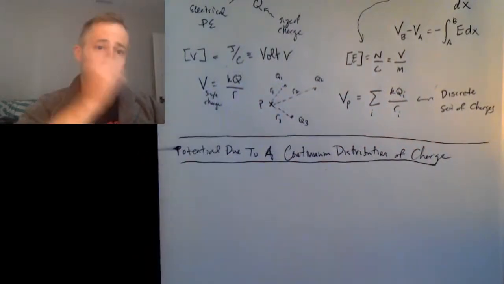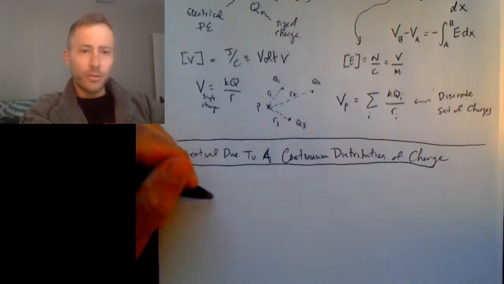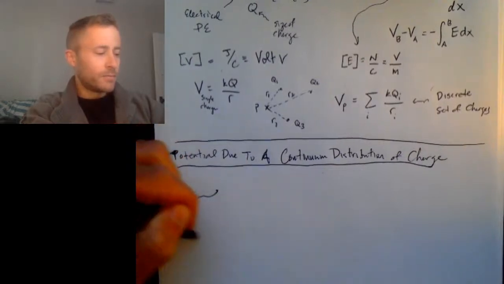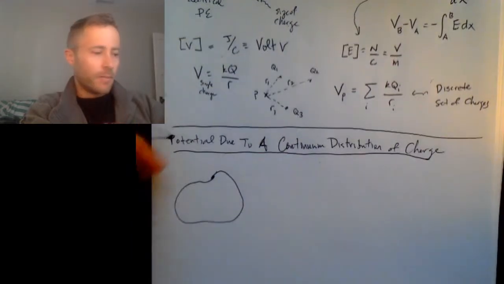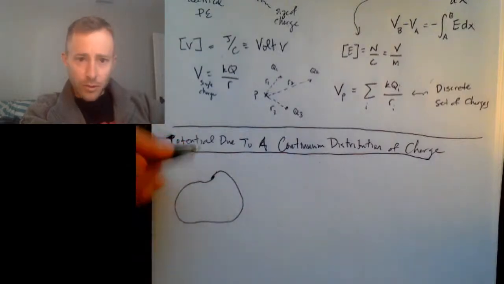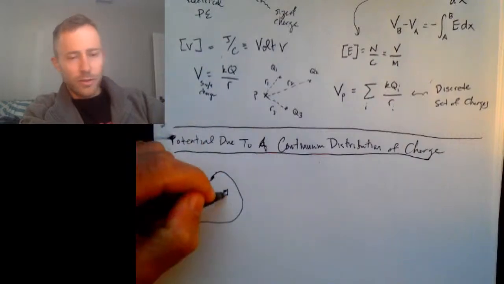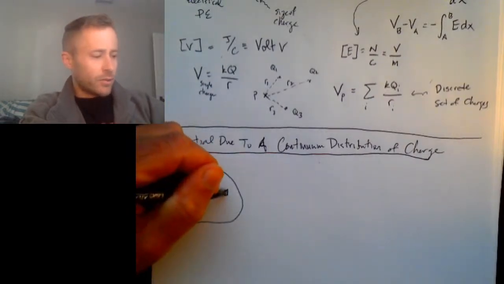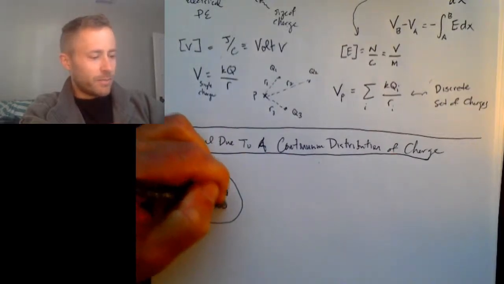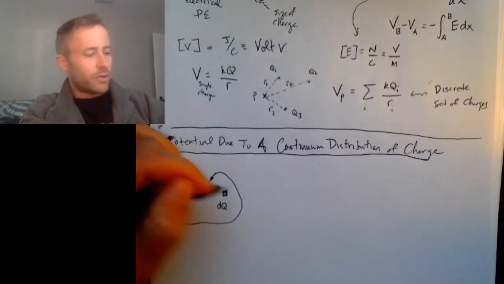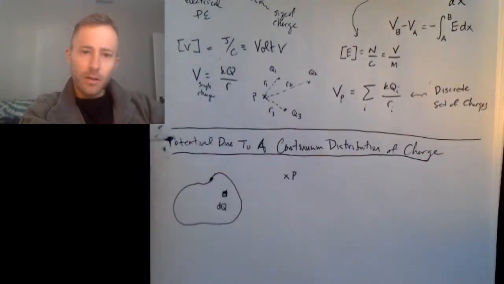So what is a continuum distribution of charge? Well, a continuum distribution of charge is, of course, a blob of charge, something like this. And let's just focus in on a little tiny portion of that, okay? So this little tiny portion of the charge distribution has a charge dq, all right? And let's say we're trying to calculate the electric potential right there, all right?